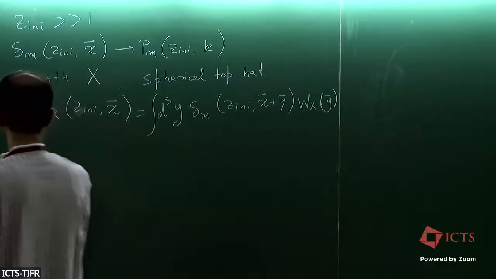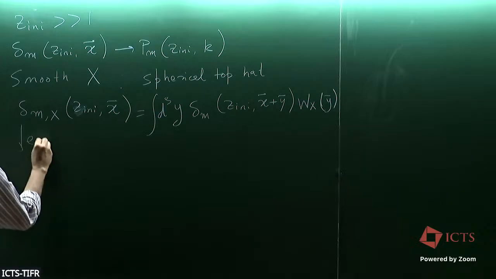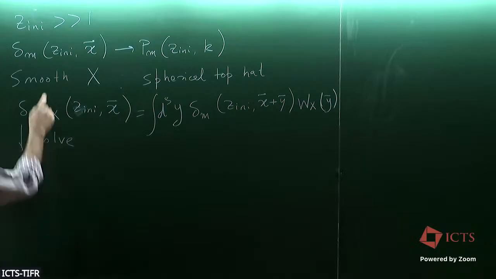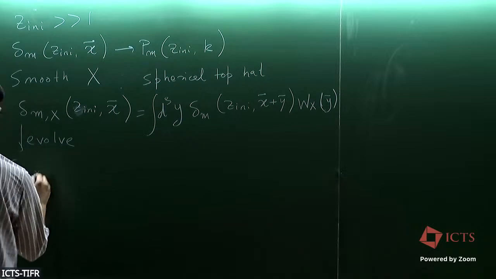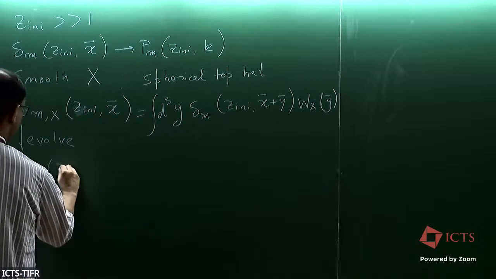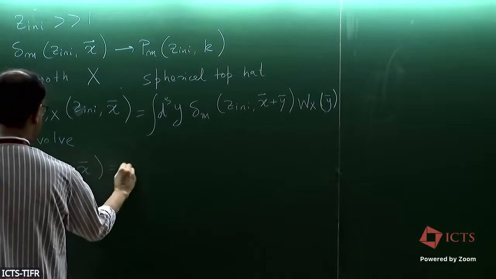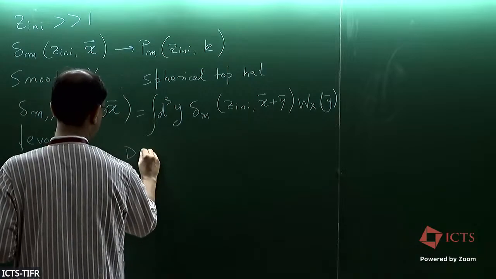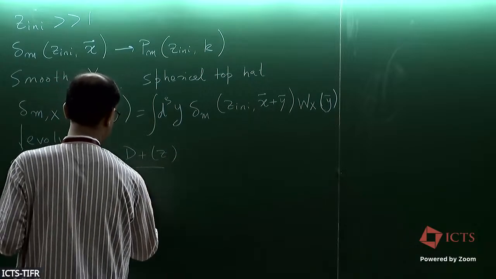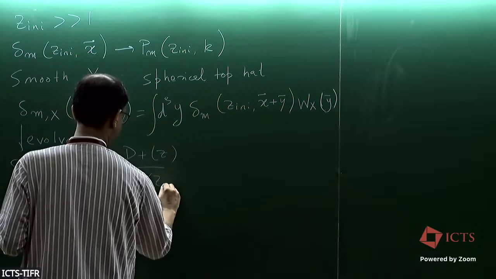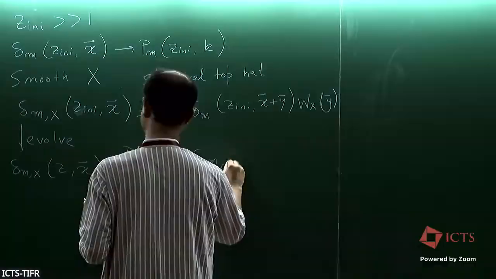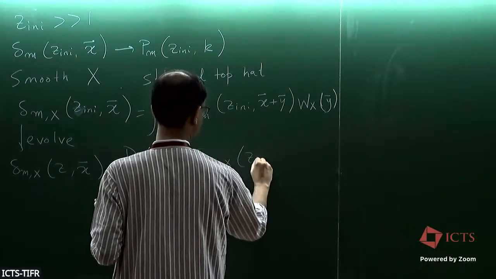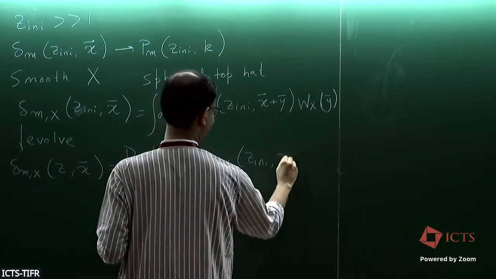Now we know that this will evolve, as long as I am in this linearly extrapolated regime. So I am just evolving it linearly. At any redshift, delta m x will be nothing but D plus at that redshift divided by D plus at the initial redshift, times delta m x, z initial, x.